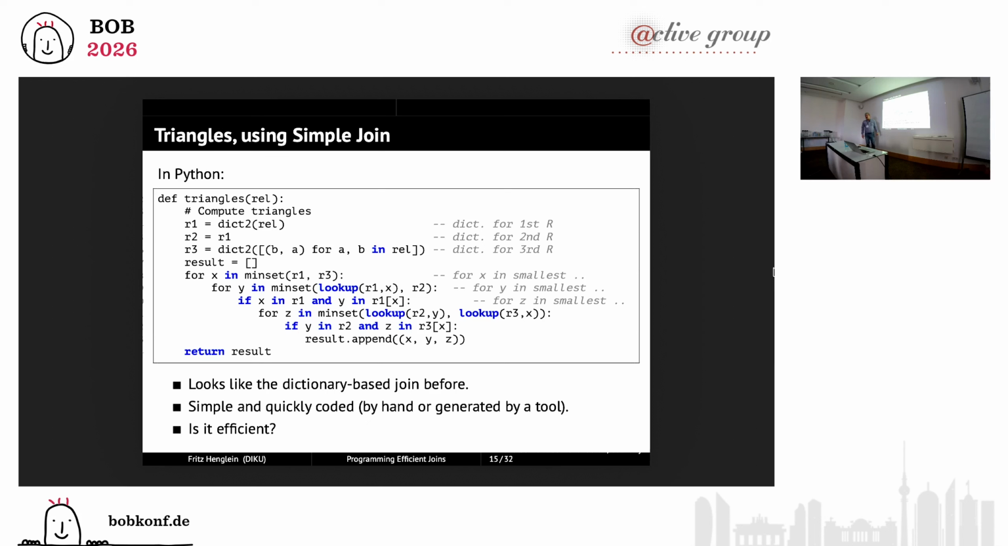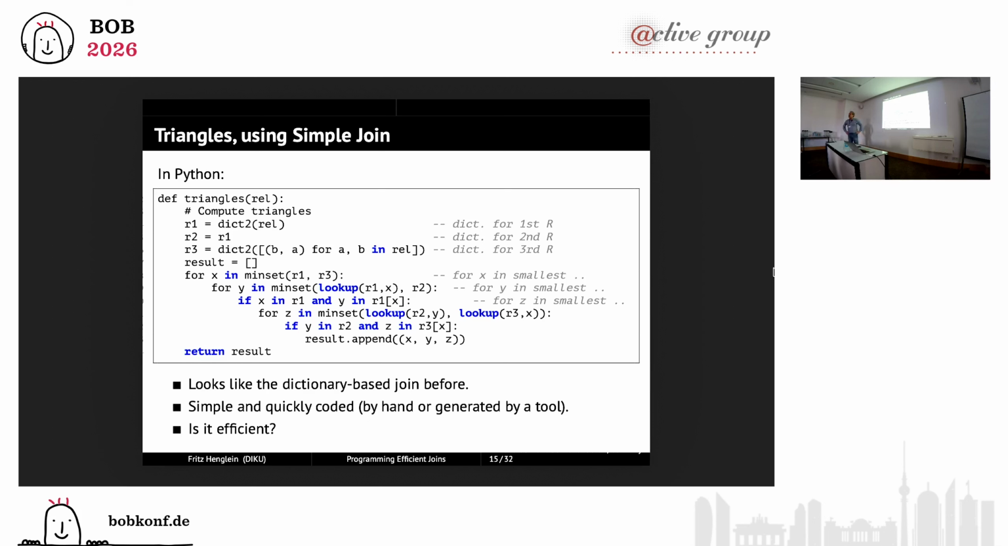So, what have we all learned about nested join loops? It's like, that's like the first one. It's like, that's not going to run fast, okay? But there's a couple of things in there. There's this min set in here, and the y's are a little bit, so x, y, z, so it's the x1, x2, x3. So it looks like a dictionary-based join like before, okay? And it's simple and quickly coded. In fact, I'll show you a recipe. You can just write it up. But the question is, is it efficient?